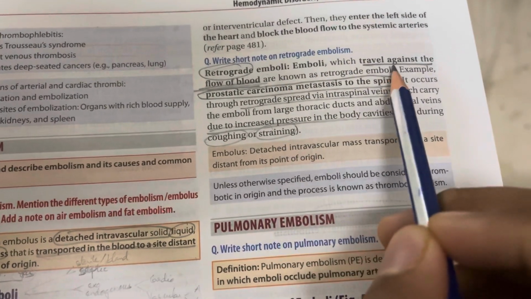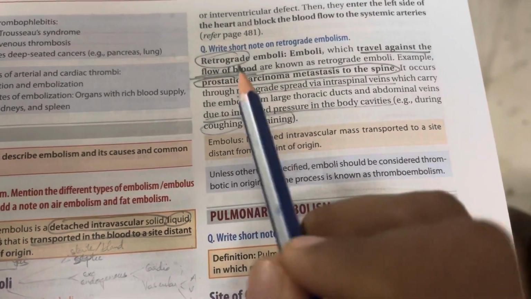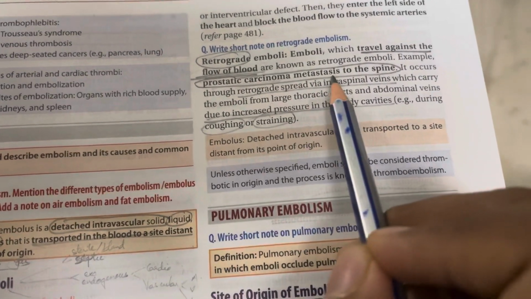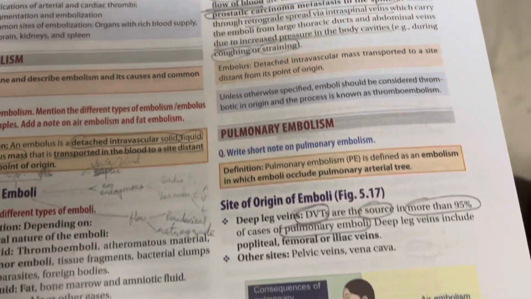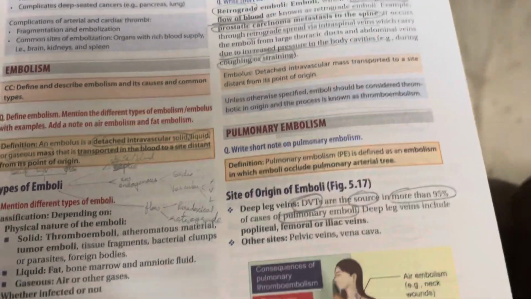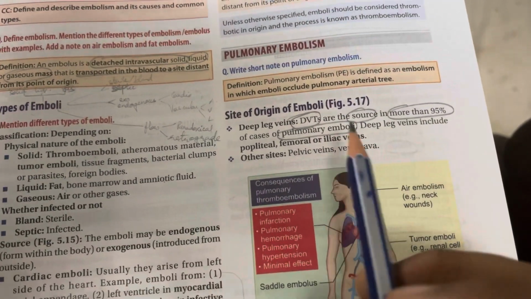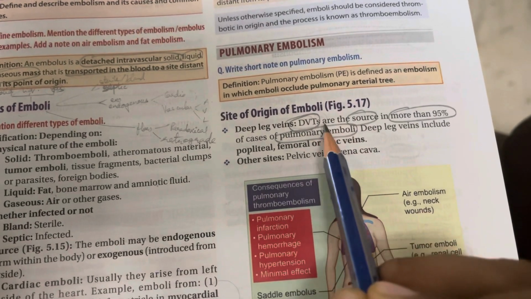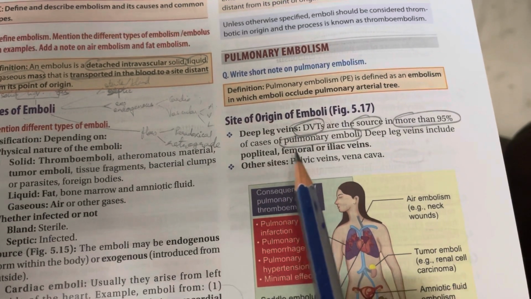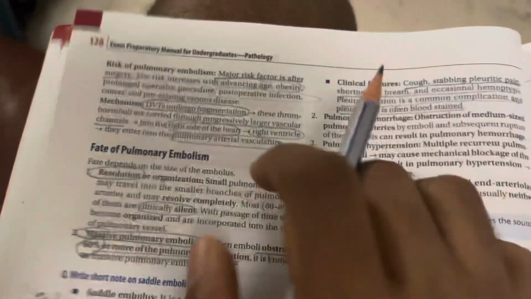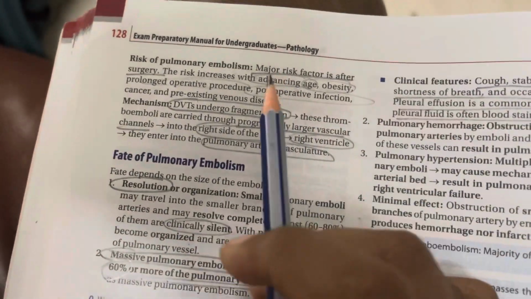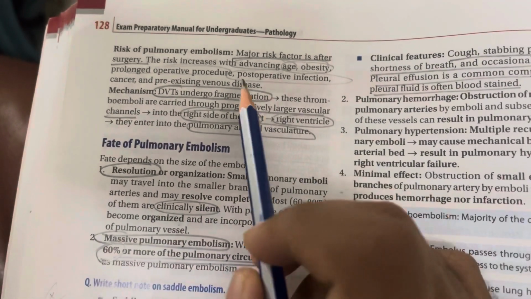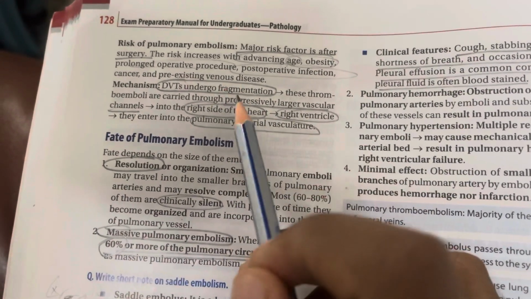And retrograde emboli, they travel against the flow of blood. The best example is prostatic carcinoma emboli metastasizing to the spine, especially during coughing and straining. So next, pulmonary embolism. The best origin is deep vein thrombosis. It is a source in more than 95% of pulmonary emboli. Next, the major risk factor is surgery. Risk increases with advancing age, obesity, post-op infection, post-op procedure, etc.